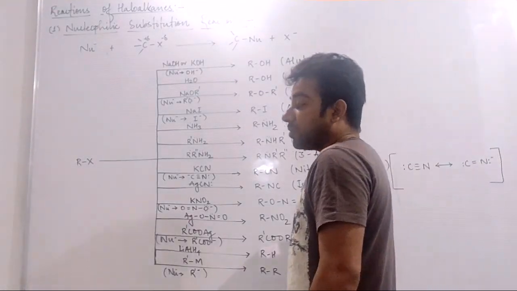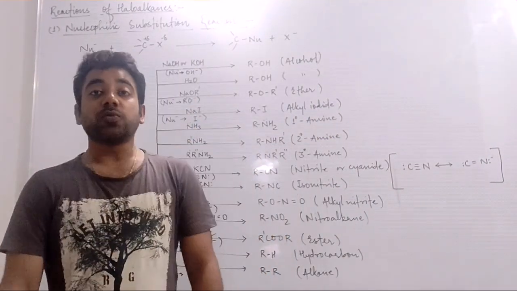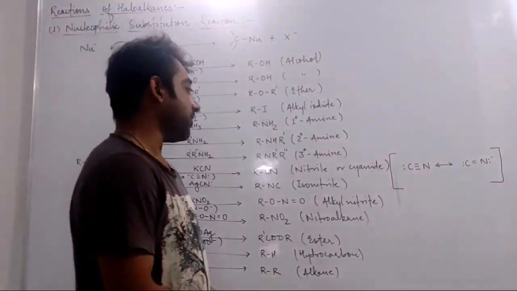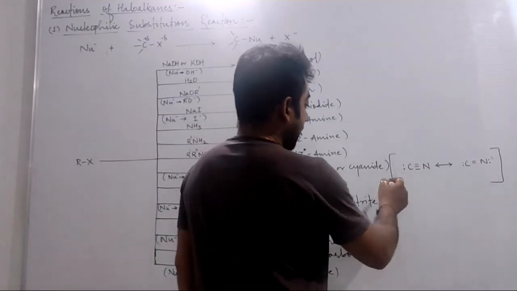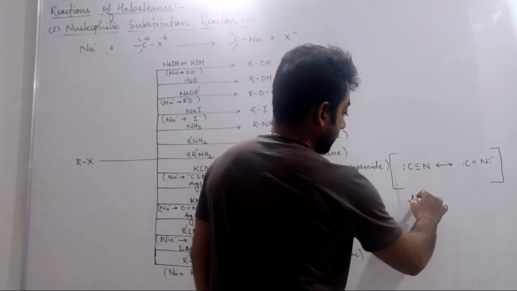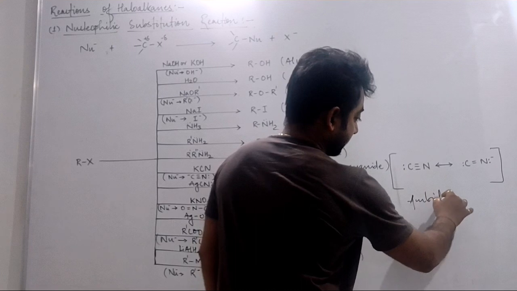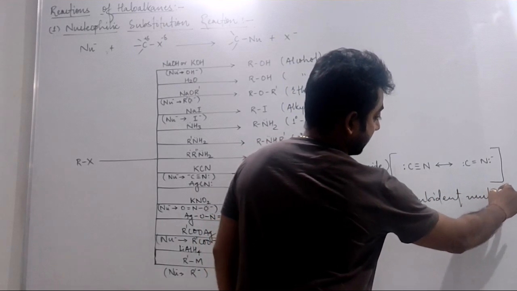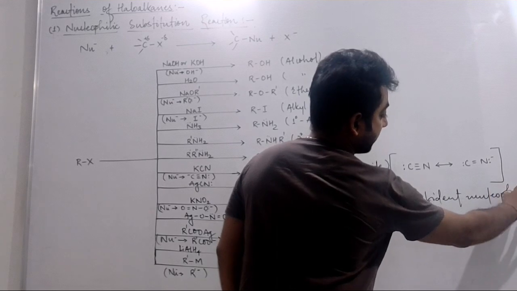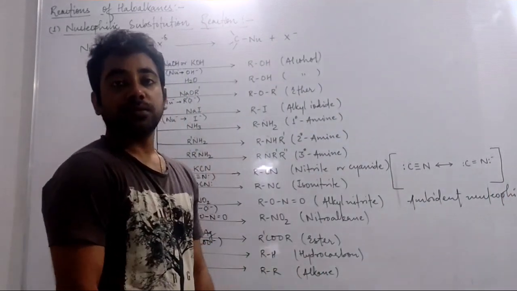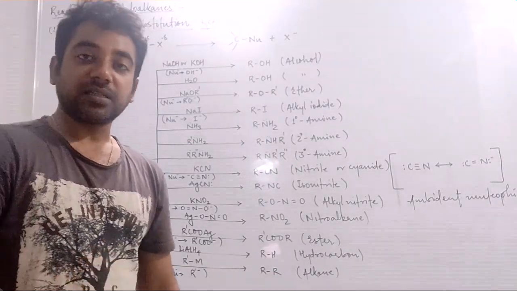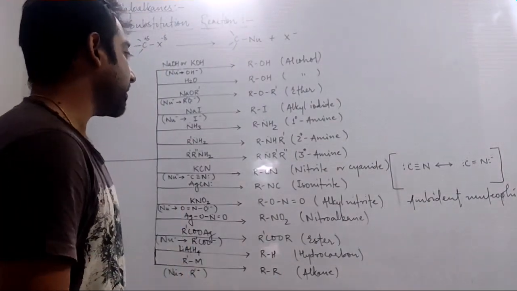Such nucleophiles which has more than one nucleophilic center, they are called ambident nucleophile. क्या कहते हैं इसे? Ambident nucleophile. Ambident nucleophile means nucleophile which has more than one nucleophilic center. ऐसे nucleophiles जिसमें एक से ज्यादा nucleophilic center हो, they are called ambident nucleophile.